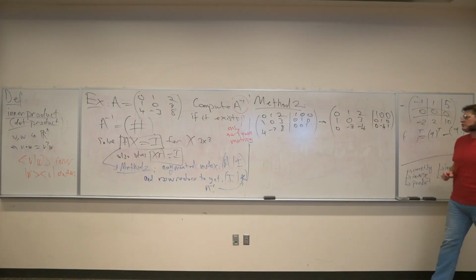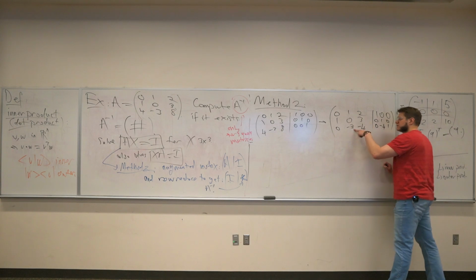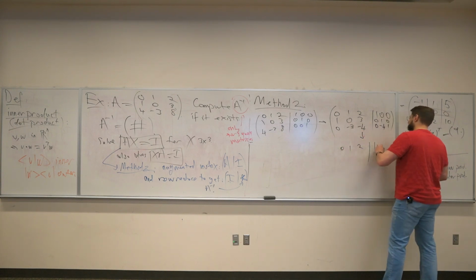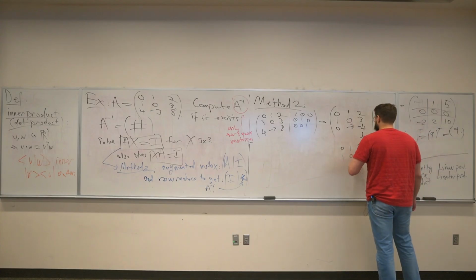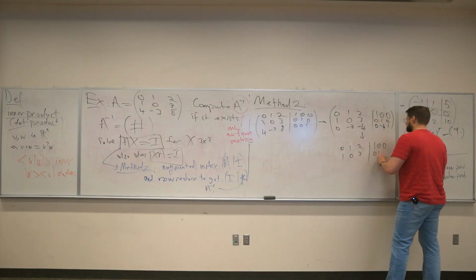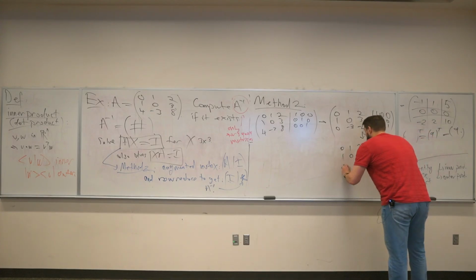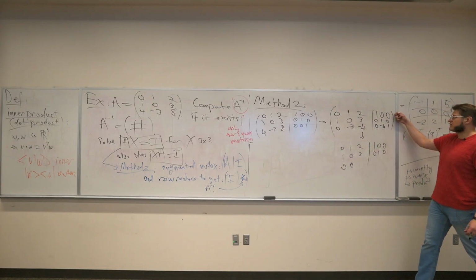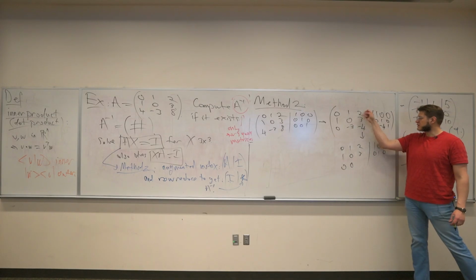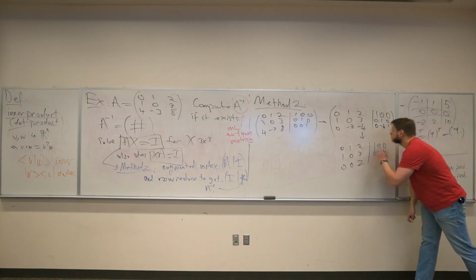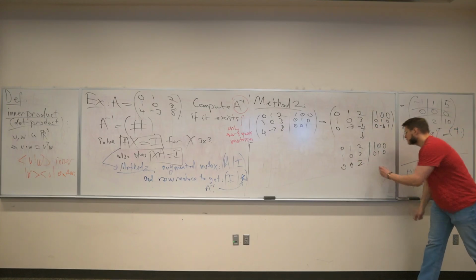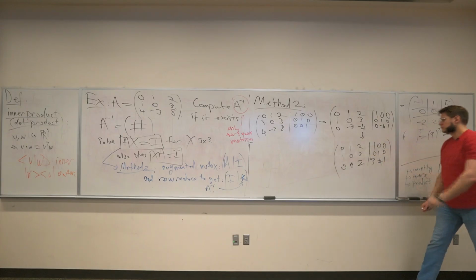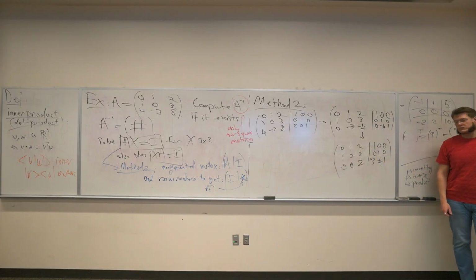What else can we do? Well, I can take this one and get rid of this minus 3. So I'm multiplying row 1 by 3. This is gone. Now I have 6 minus 4 is 2. 3 minus 4, 1.